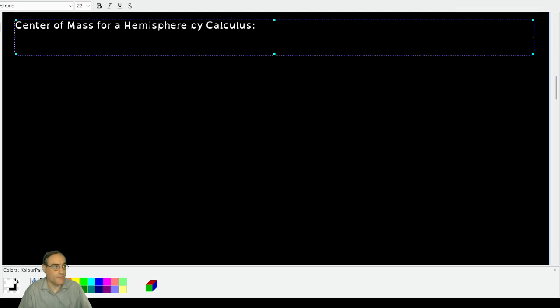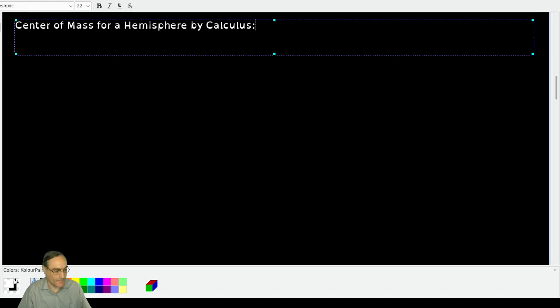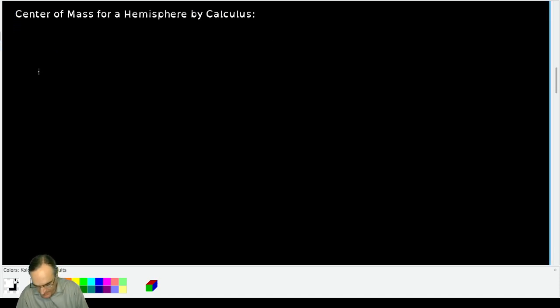Okay, finding the center of mass of a hemisphere by calculus. So here's the statement. Find the center of mass of a uniform hemisphere of radius big R and mass big M. All right, so we shall sketch this out.